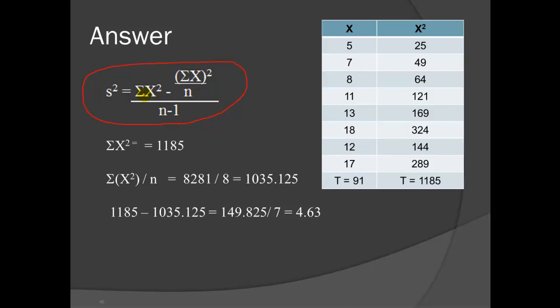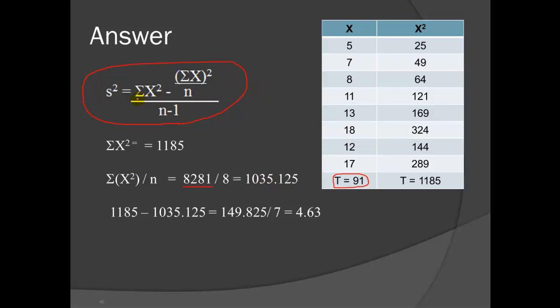So this one basically means that we take the sum of our values, so the sum of x, which I've already calculated here, which would be 91, and then square that value. So 91 times 91 gives us 8,281. And then we're going to divide that by n. Our n is 1, 2, 3, 4, 5, 6, 7, 8. So 8,281 divided by 8 gives us 1035.125. So we have this portion of our equation.